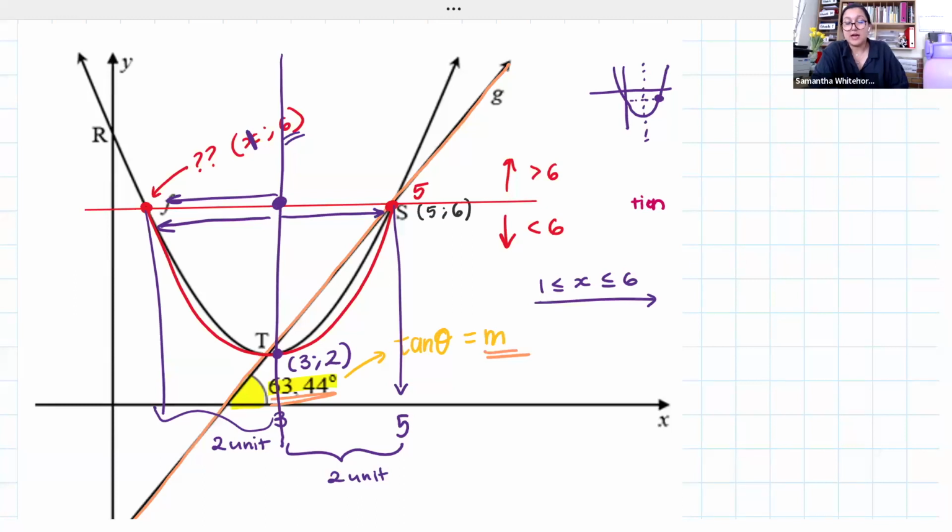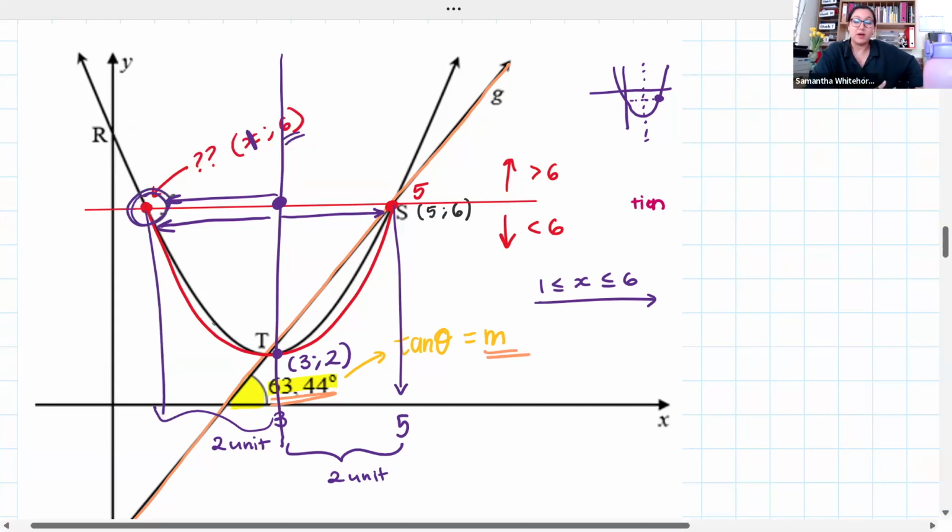Sometimes you don't necessarily have to use symmetry. There's a longer way to do it, or you can do it via points of intersection or whatever, depending on the graph. But in this case, because it is quite literally a random point on the graph and we don't know anything about it, the only way for us to get there is symmetry.